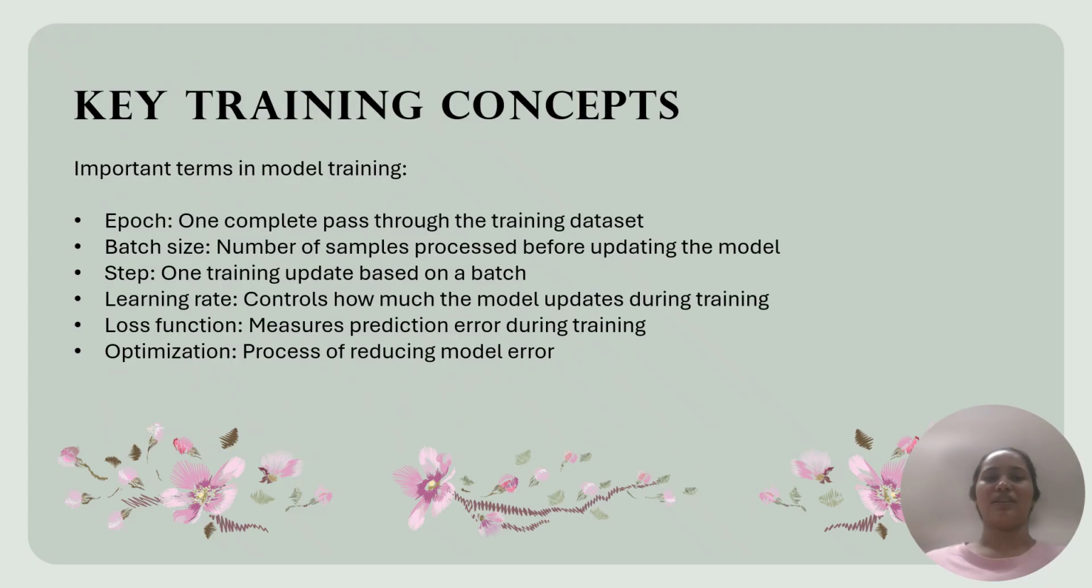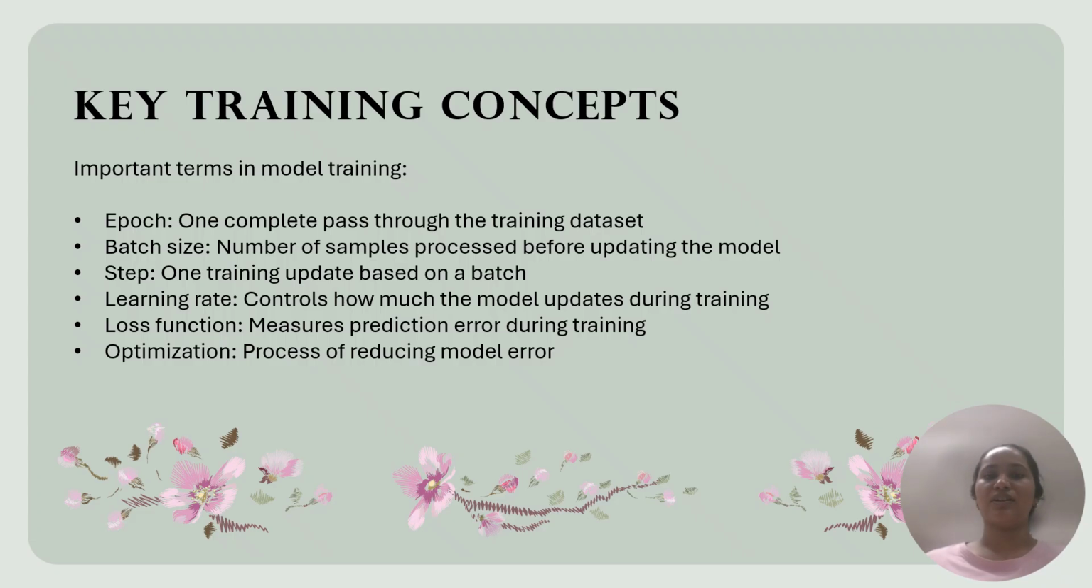Before we discuss optimization and tuning, it's important to understand some key training concepts that are commonly used in machine learning. The first concept is epoch. An epoch represents one complete pass through the entire training dataset. If a model is trained for multiple epochs, it means the model reviews the entire dataset multiple times to improve its learning.